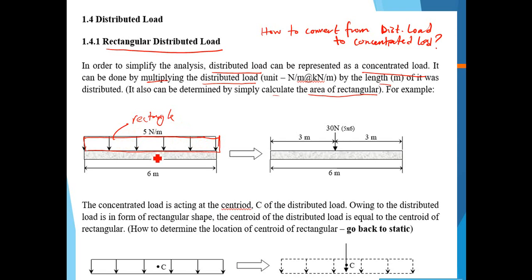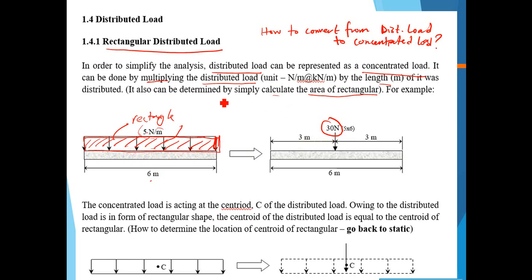So how to convert? You just multiply the magnitude of the distributed load by the length. That means 5 times 6, which is 30. 5 times 6 is basically the area. The 5 is represented by one arrow, this height, and this is the length of the distributed load. So 5 times 6, you get 30.